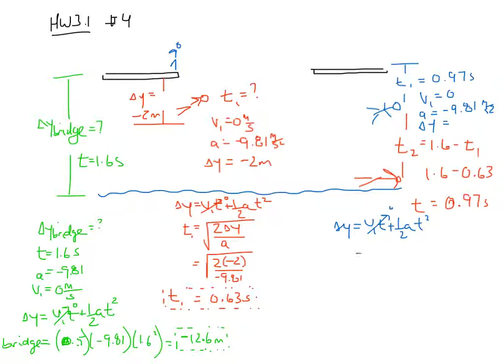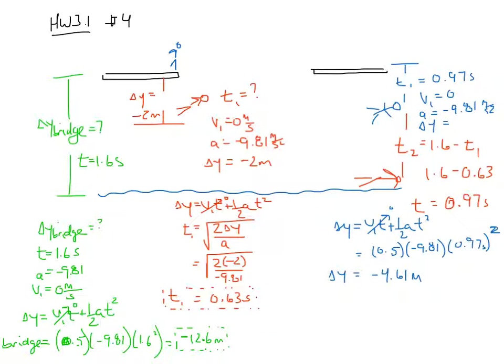So our displacement is 0.5 times at squared. 0.5 times acceleration, negative 9.81, times how long has the blue person been falling? 0.97 seconds. Oh, squared, right? I'm going to square that. Let's find out how far down that first person has fallen. So delta y, the blue person has fallen, is going to be 0.5 times negative 9.81 times 0.97 squared. That's negative 4.61 meters. So they've fallen down 4.61 meters.